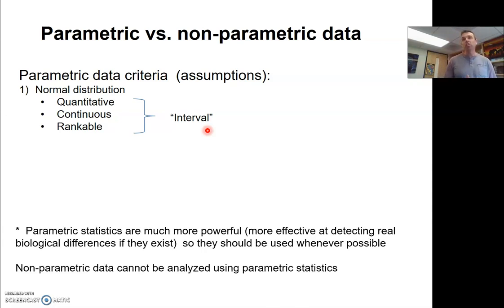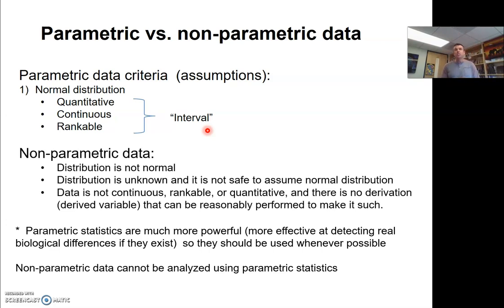So again, parametric statistics are much more powerful. They should be used if possible, but you cannot use parametric statistics to analyze non-parametric data. If those assumptions of a normal distribution and interval data are not met, then parametric statistics will give you the wrong answer.